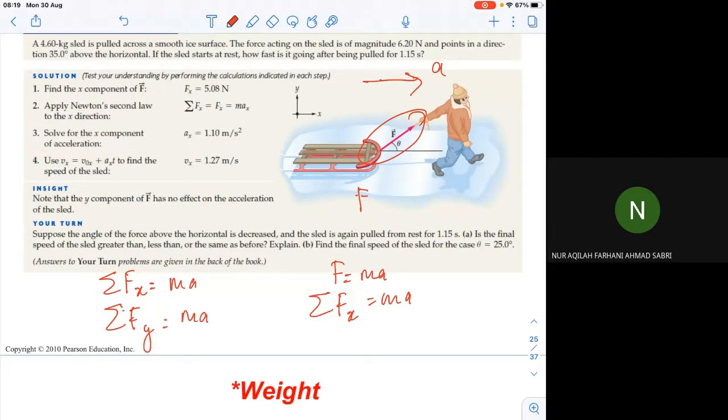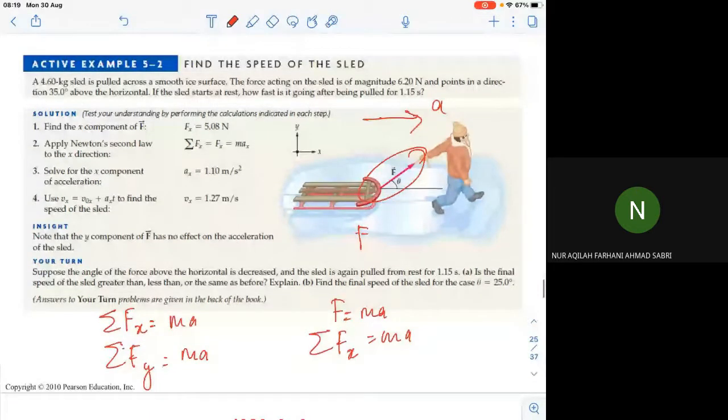In this case the sled is moving on the surface of ice. The smooth surface of ice, that means smooth, it doesn't include friction, no friction. So therefore we don't have to consider friction. That means the acceleration of the sled only happens in the x-axis, but in the y-axis there will be no acceleration. Try to imagine that the sled is moving along the surface of ice. That means it just moves on the x-axis.